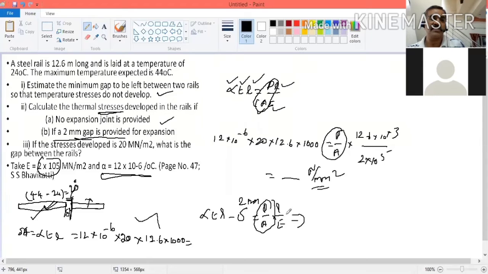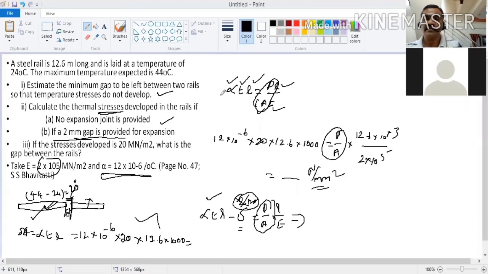This is another step. Third step is if the stress developed is 20 mega Newton per meter squared, what is the gap between the rail? Same equation. Here you don't substitute the delta value. Delta is not known. You have to calculate delta. It is allowed to develop this much amount of stress. Then what should the gap be? Now in the same equation, you substitute the value of alpha. What is alpha?